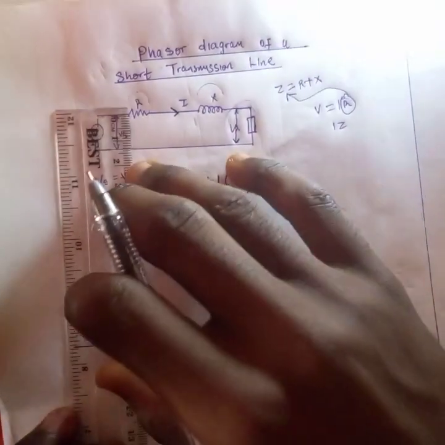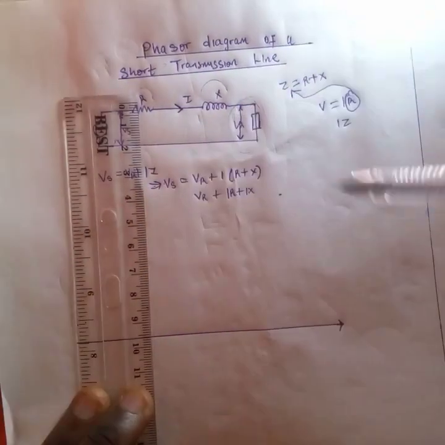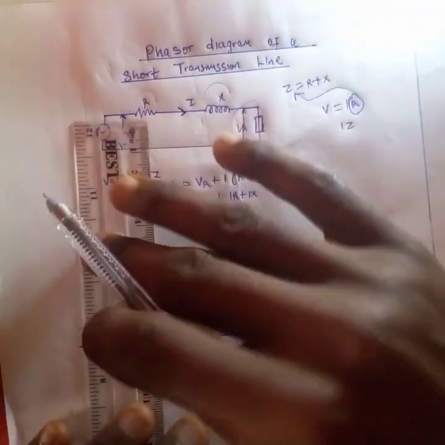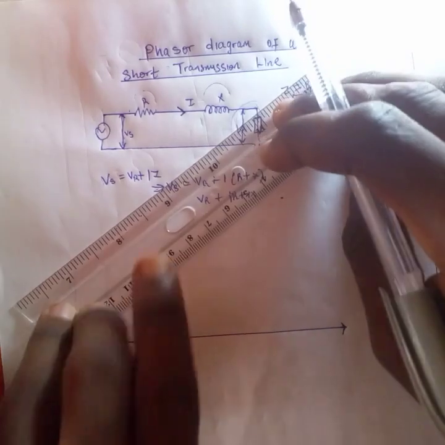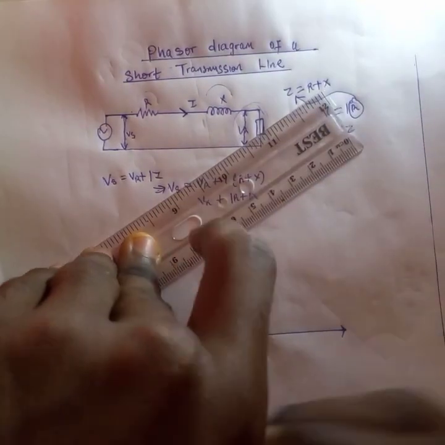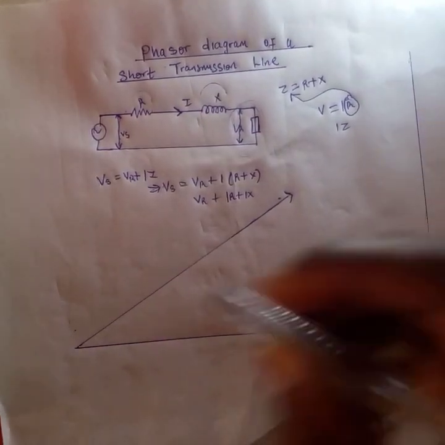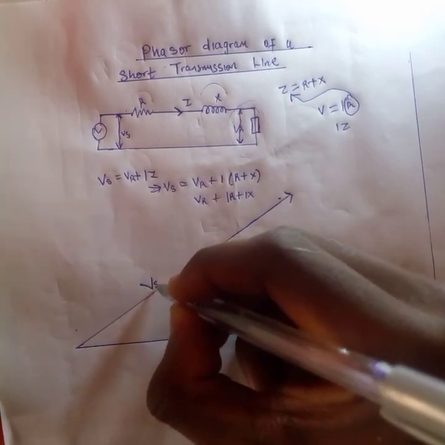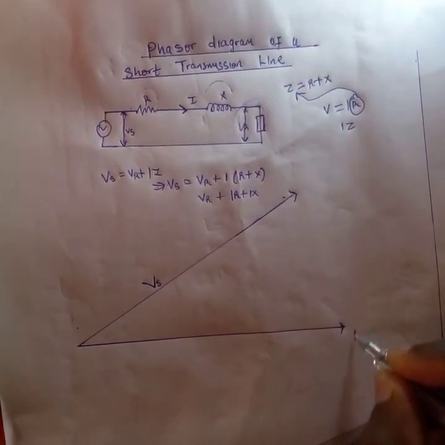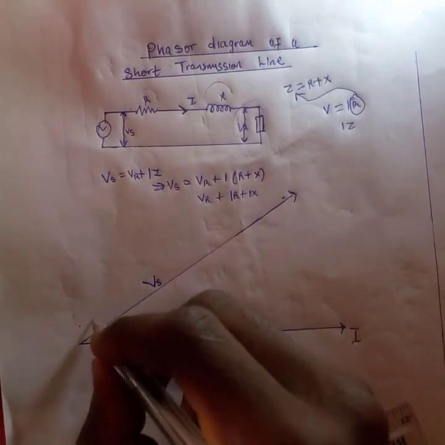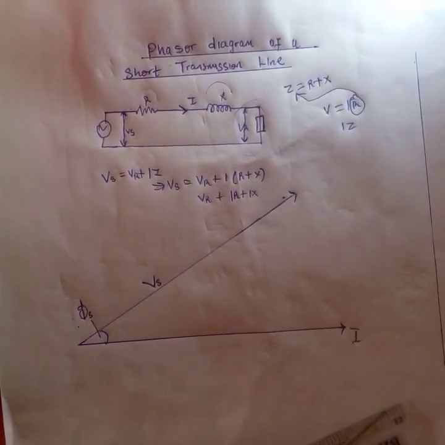Now, we cannot put the voltage at this side because with all the load here, we don't know if it is a purely inductive load, so it must lag by an angle. This angle, we call angle phi s, the angle by which the sending voltage leads the current I. Are you getting it now? Now let's begin to draw our phasor diagram.